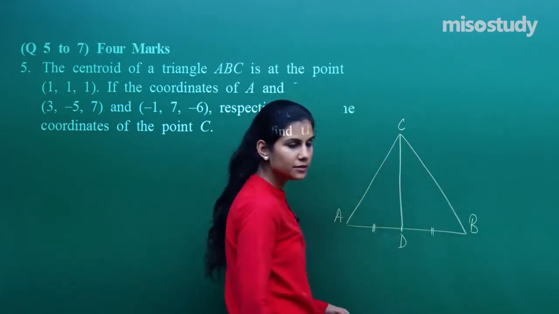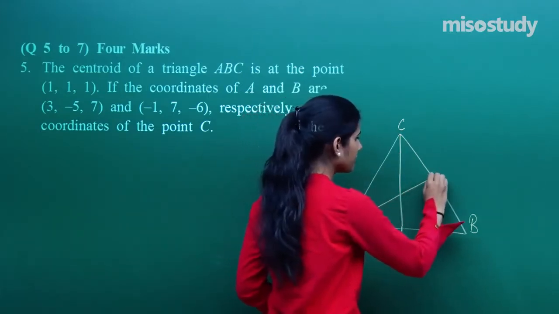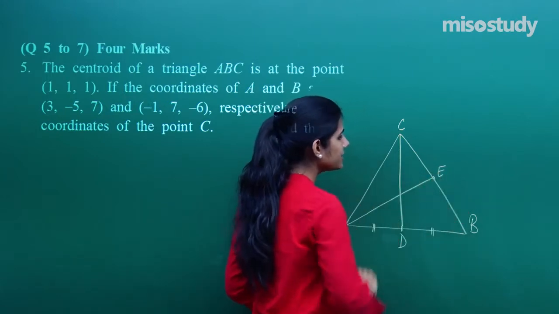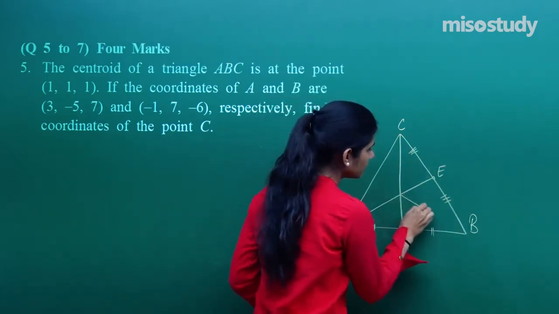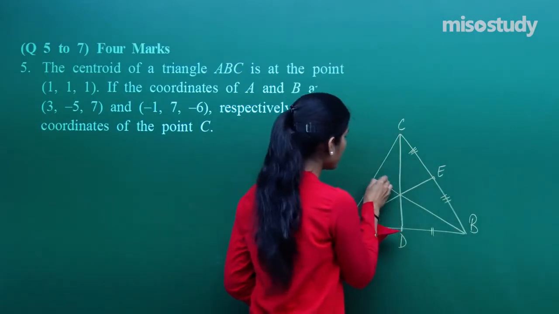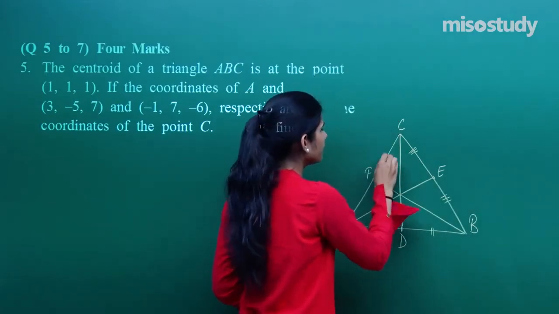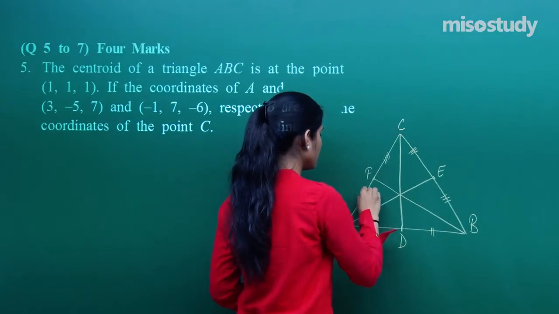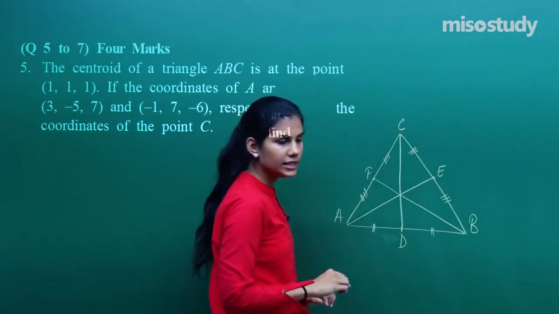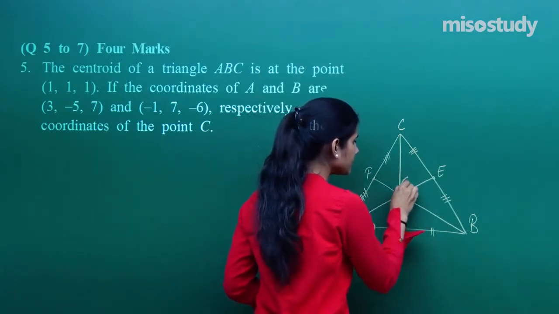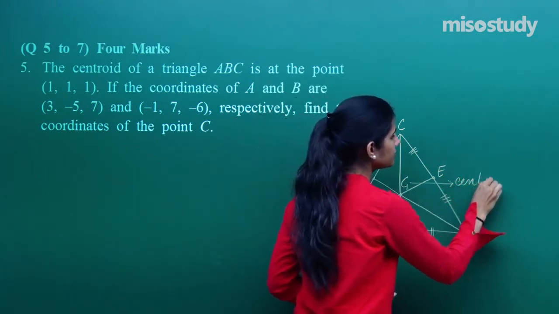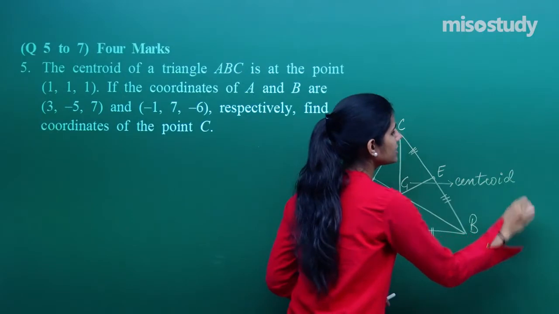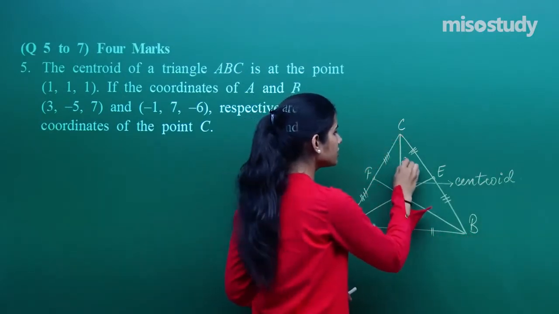This is one median. Similarly, this is another median. That means E is the midpoint of BC. And from here, if you draw another median, say this is F. F is the midpoint of AC. Then the point where these three medians meet is the centroid. This G is my centroid. Centroid divides the median in the ratio 2 is to 1. So this is 2, this is 1.